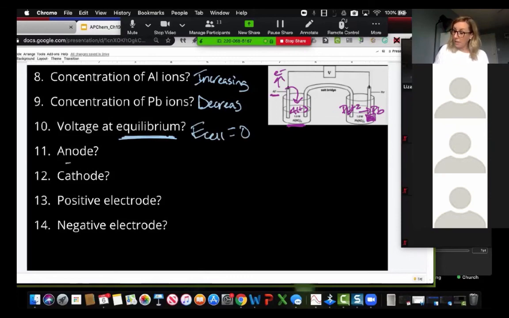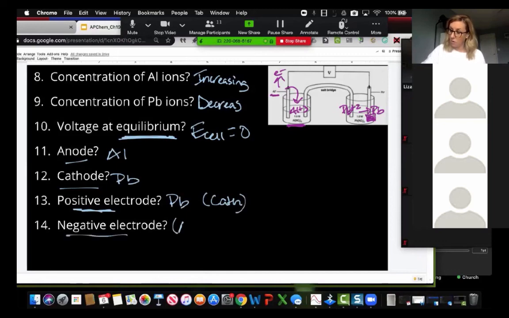The anode we already identified, so anode was aluminum, cathode was lead. Positive electrode, that's always going to be your cathode, and then negative electrode, that's always going to be your anode. So in that case, it's aluminum. Okay, so that's why I said that sometimes it's easier just to diagram the cell first, then you can go through and answer the questions.